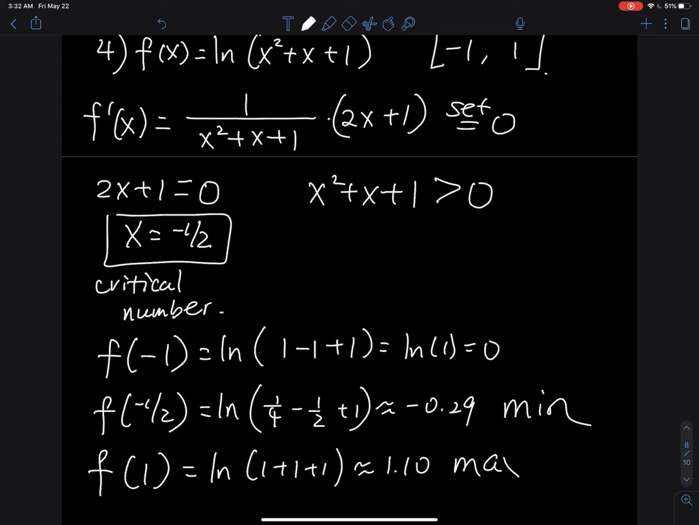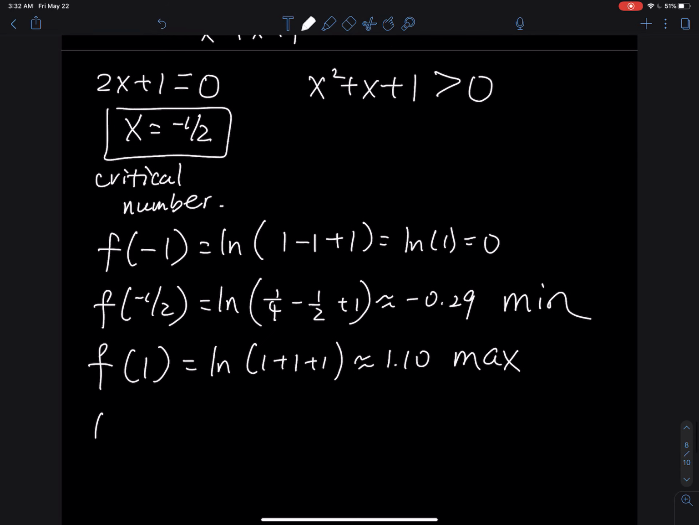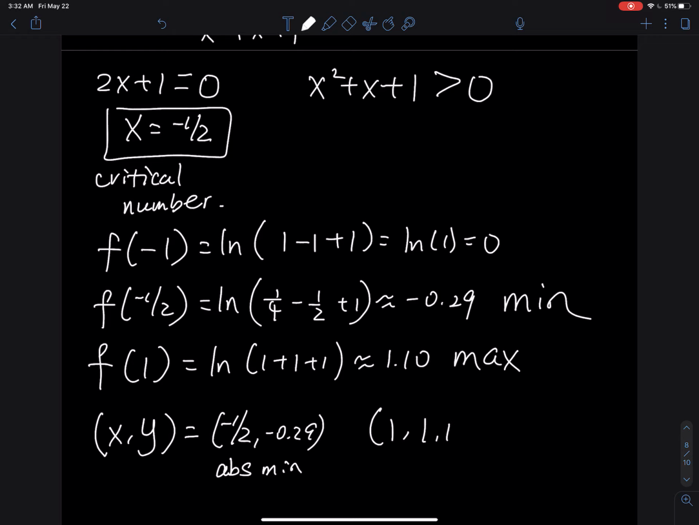And then we draw our conclusion. So the point x comma y equals negative 1/2 comma negative 0.29. This is my absolute min. And then on the other point, 1 comma 1.10 is a point on the curve of the given function. This is absolute maximum. That is number 4. Let's take a look at the last one, number 5.